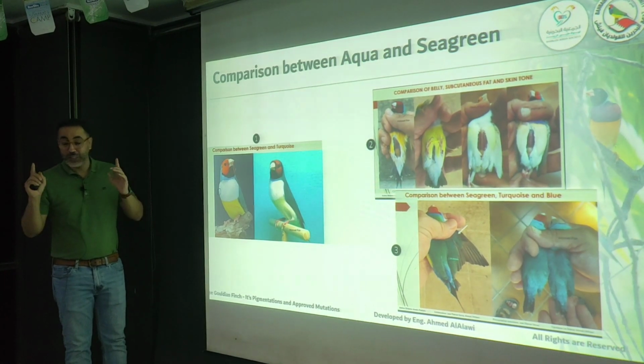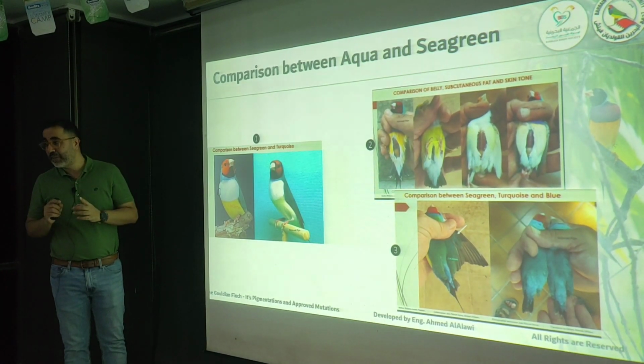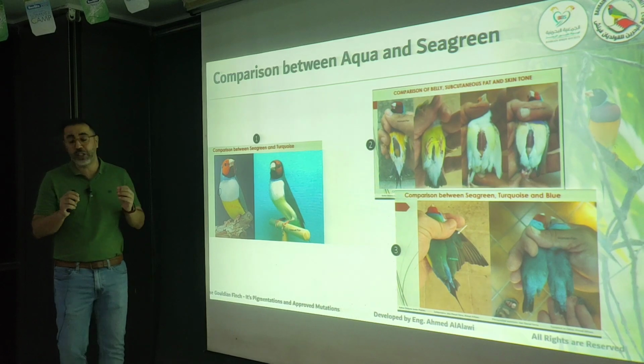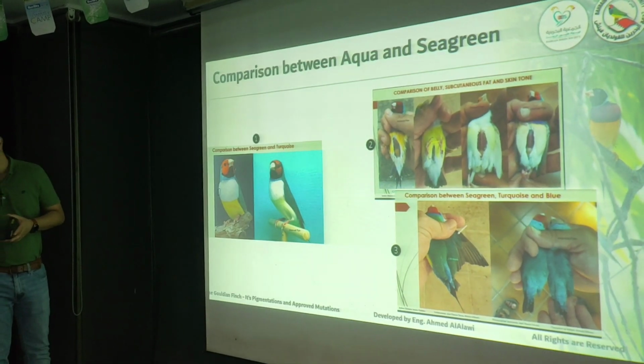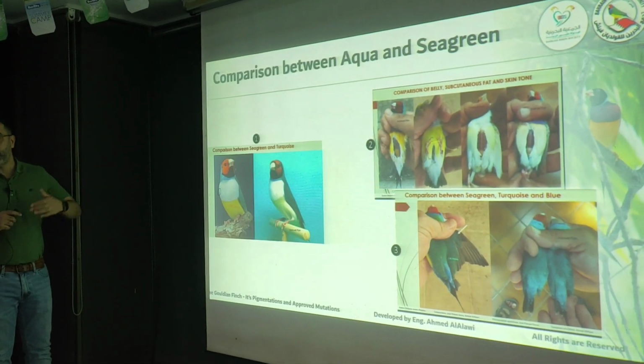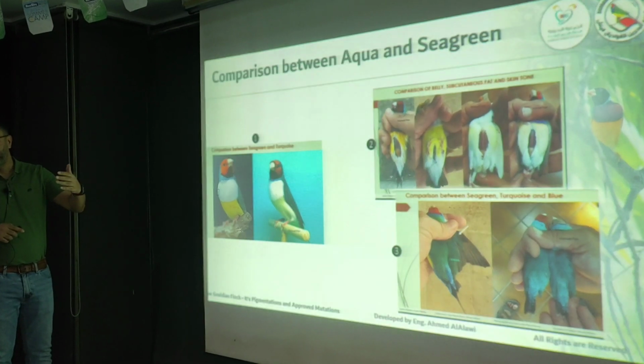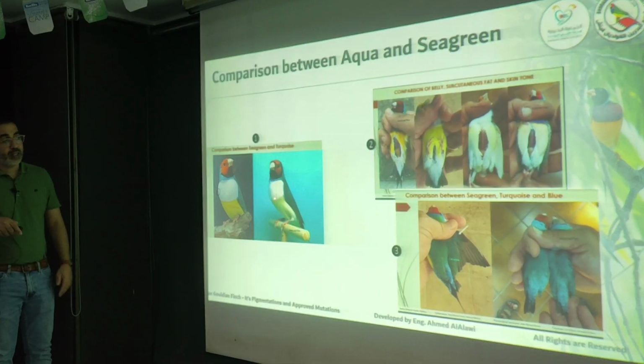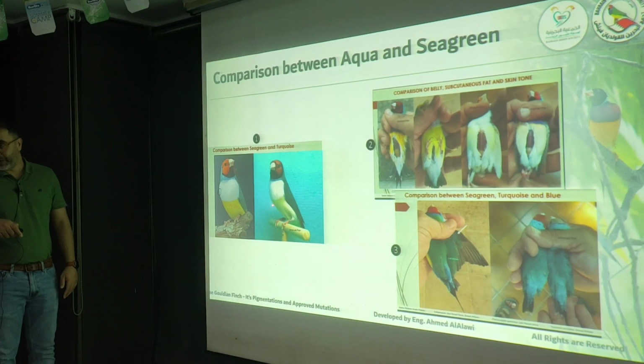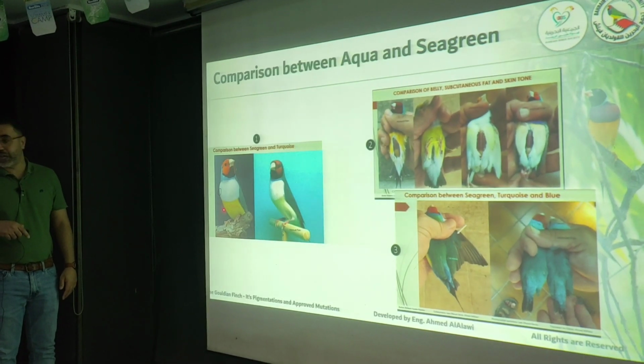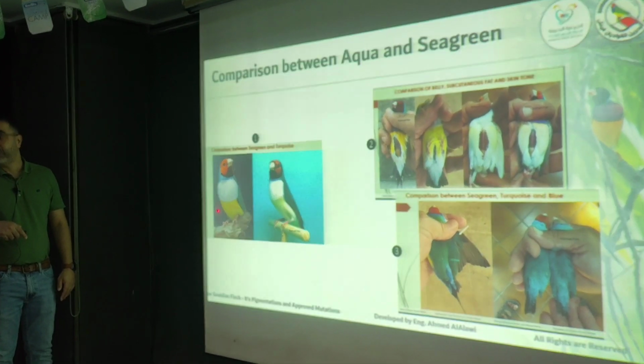Okay. So, where do we look? What's the first thing to look at? Belly. All right. Which belly looks like blue? Blue bird. Second one. Yes. So this is aqua. Which belly looks similar to classic? So this is sea green.